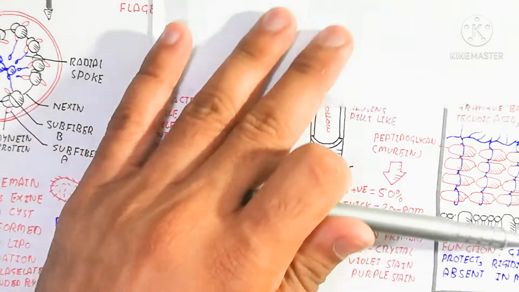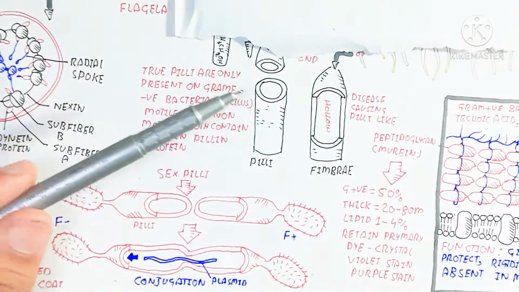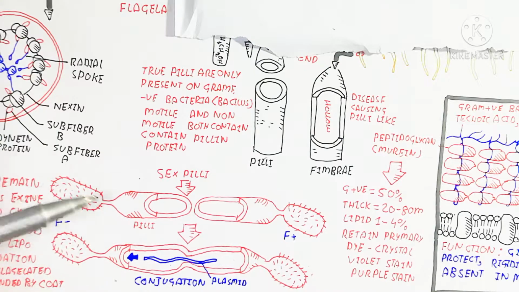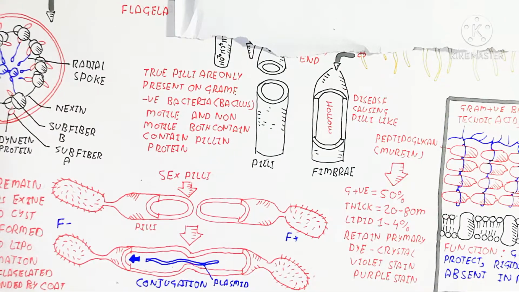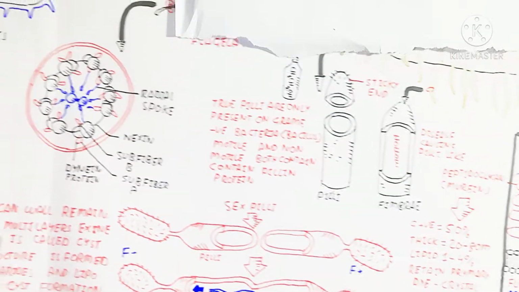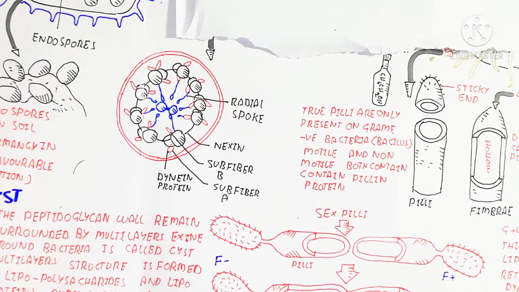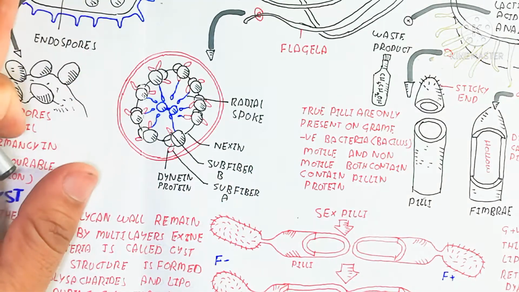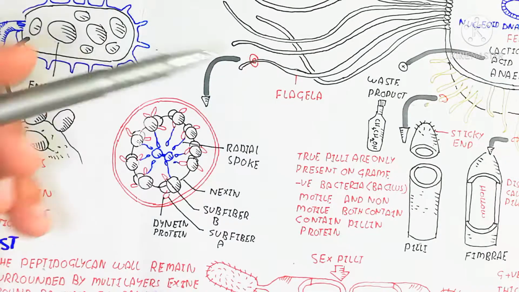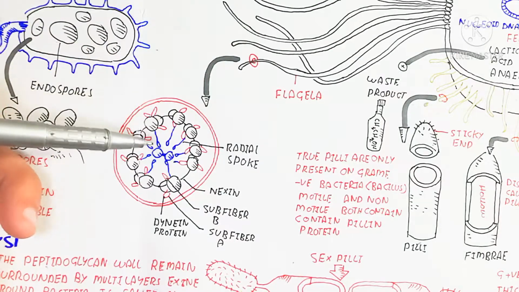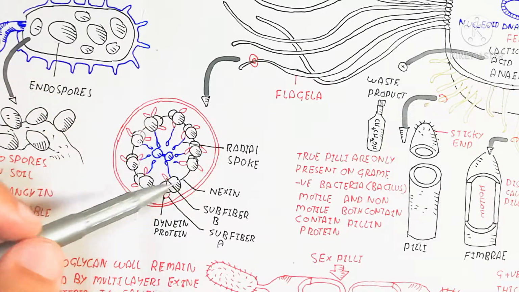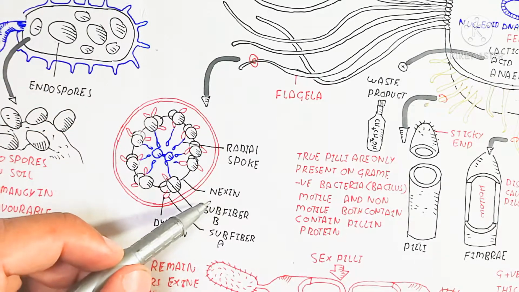Conjugation means that here is the F negative bacteria, and here is the F positive bacteria, which interconnect to each other by the sex pili. That is the transfer of plasmid from F positive to F negative bacteria. Here is also the flagella, which contains this structure and is used for movement. The flagella is totally different as compared to the pili.